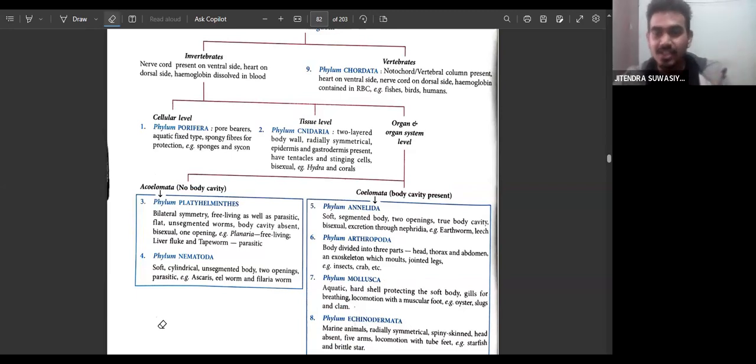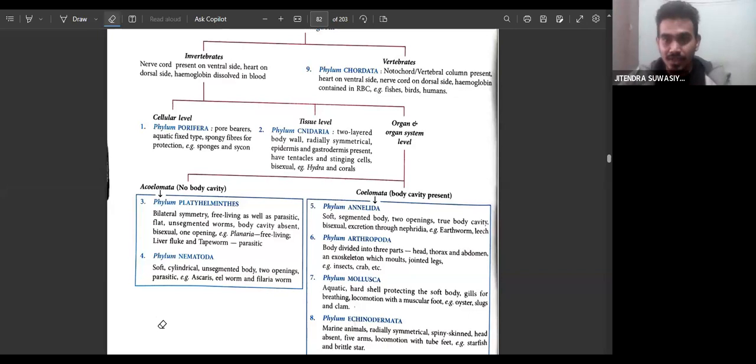See, these are the cellular level of organization. Cellular level of organization means they don't have complex body structures. We can see there are a lot of pores present in that organism. So that is called Porifera. Porifera means porous. You can remember this: Porifera is something with pore-like structures.